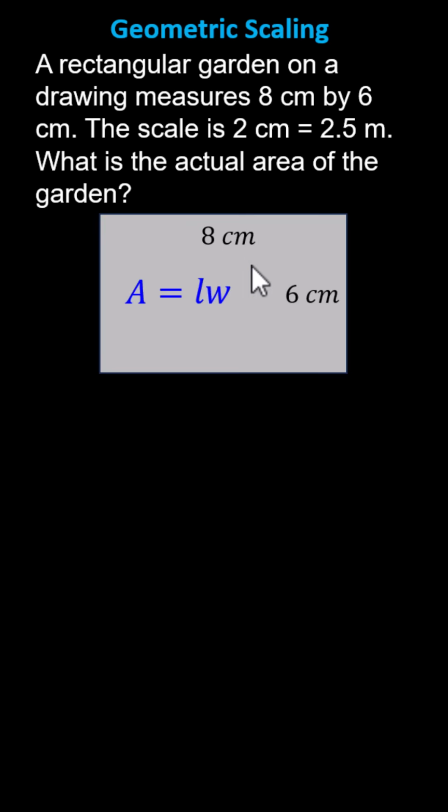Let's first determine the length of the actual garden. We can say that 2 centimeters is to 2.5 meters, as 8 centimeters is to x meters, where x meters would be the length of the actual garden. Notice in both ratios, we're comparing centimeters to meters.